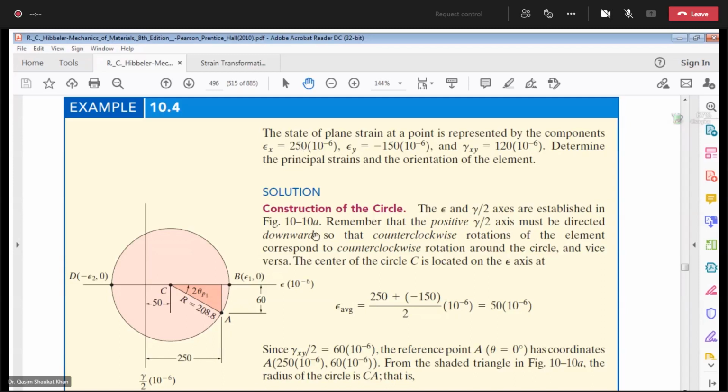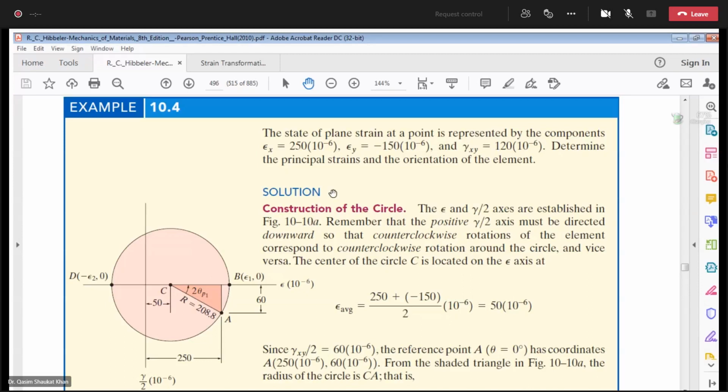Before we start, the first step is to determine the center point of the Mohr circle. Can you please calculate the center point of the Mohr circle? The center point has coordinates of average normal strain and zero shear strain. So first, calculate the average normal strain.